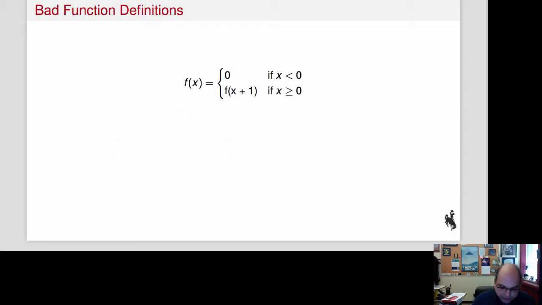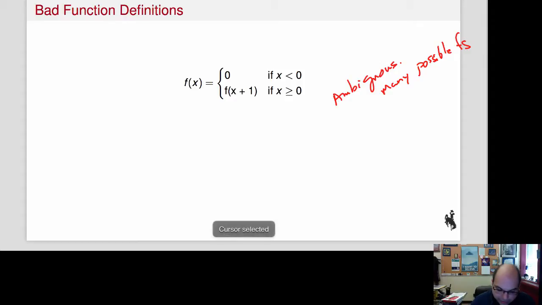All right, so here's another case. We have f of x is equal to f of x plus 1, right? Now, this is ambiguous, okay? And that's because there are many functions that are possible, and you wouldn't know which one it is that we meant. Okay, so let's look at that.